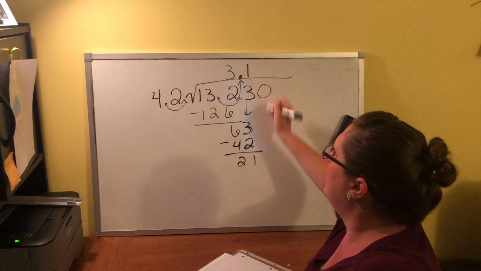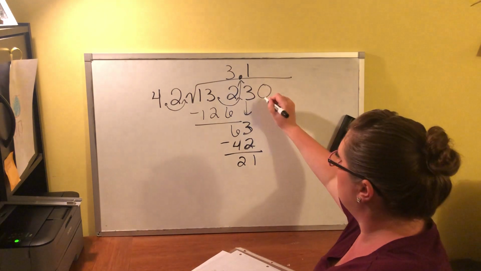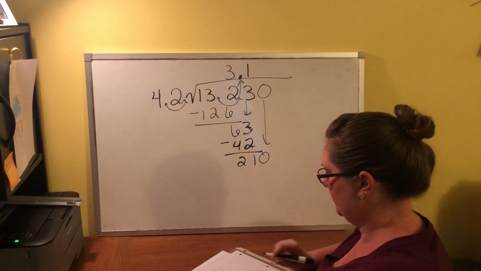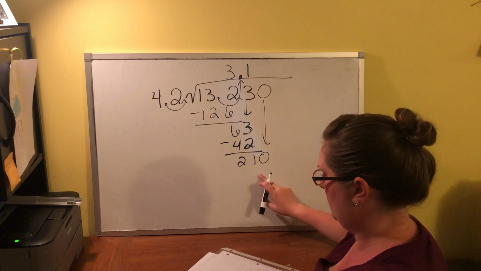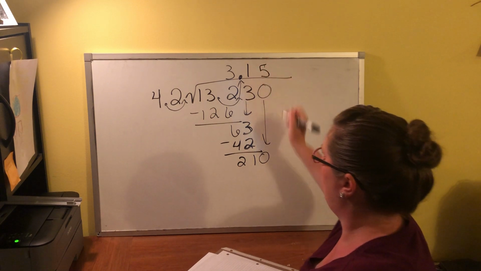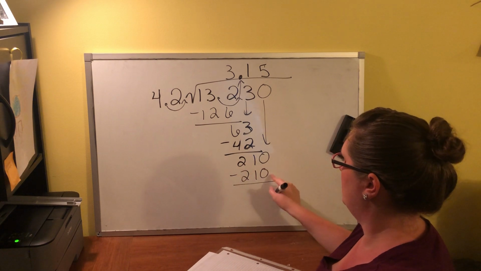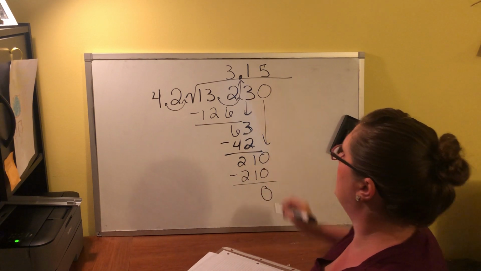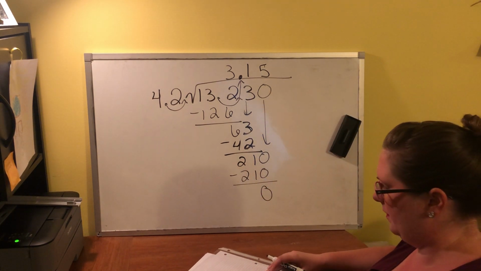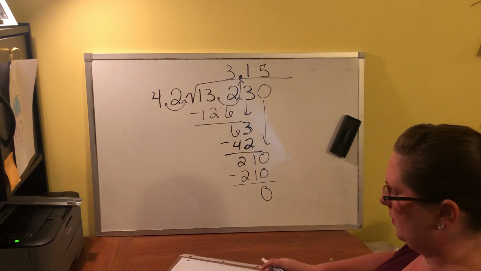So we can add a 0 in when we're dealing with decimals, and we're going to bring the 0 down. So now I have 42 into 210, and that happens 5 times. So 5 times 42 is 210. So 210 minus 210 is 0, so we're done, and our answer is 3.15. Okay, 3.15.